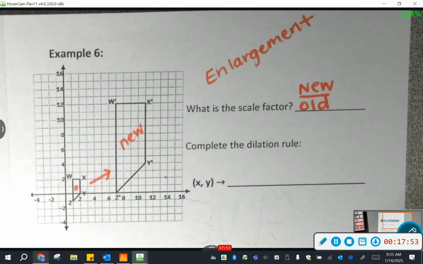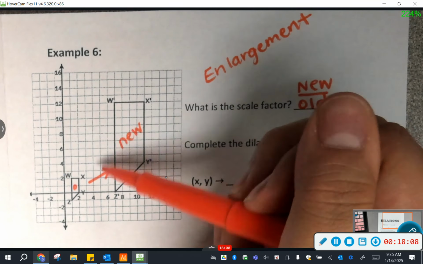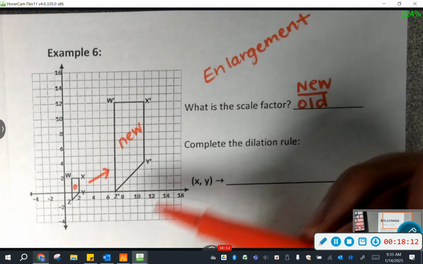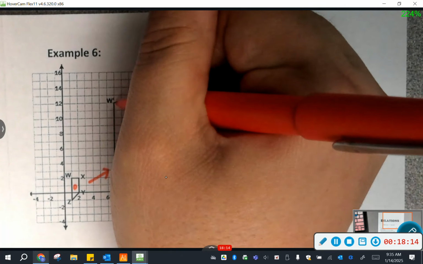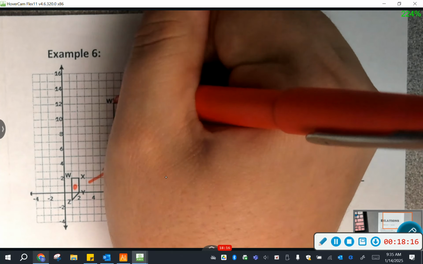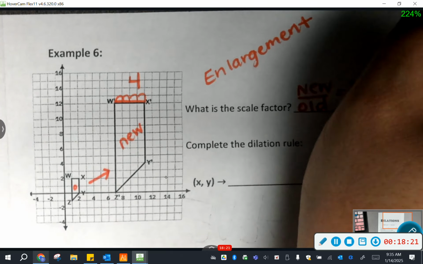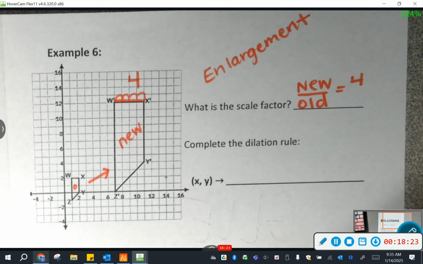How do I figure out how much bigger it's getting? Count the little blocks. It does not matter what side you count, but you need to do it for both of them. You could do the left side, the right side, the top. I'm going to do the top just because it's short. So how far is this from here to here? My new is 4. How far is the old one?